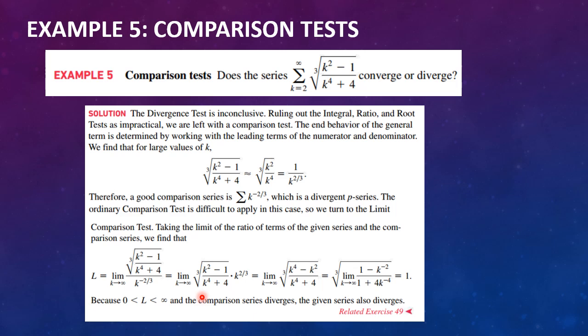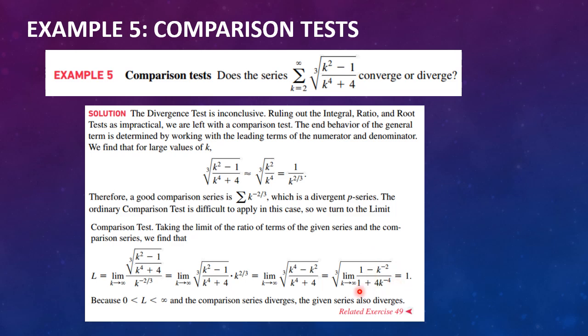So when we have the cube root of k squared minus 1 over k to the 4th plus 4, notice because this is a negative exponent, this is now k to the 2/3, which of course is the cube root of k squared. So we can go ahead and multiply these two terms, thus getting k to the 4th minus k squared in the numerator of this left function, okay? And then remember, we can apply the limit inside, and we can solve this limit by dividing by the largest power of k in the numerator and denominator, and we get this simplified term.